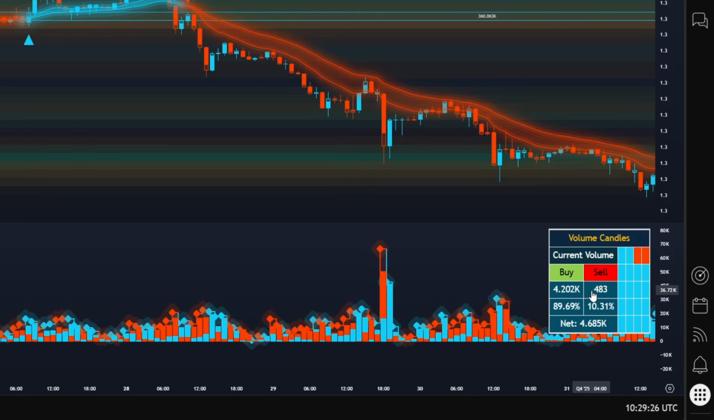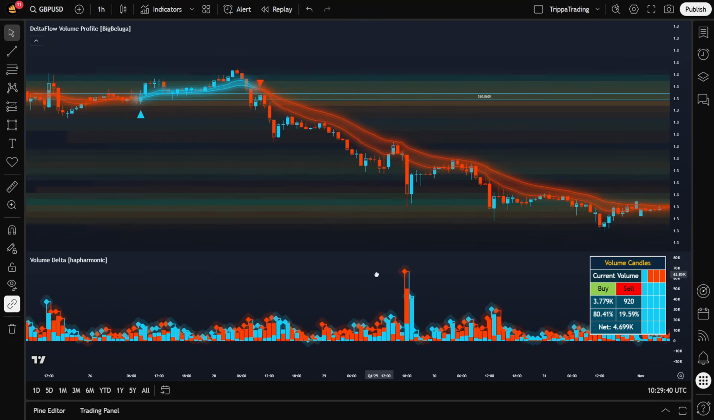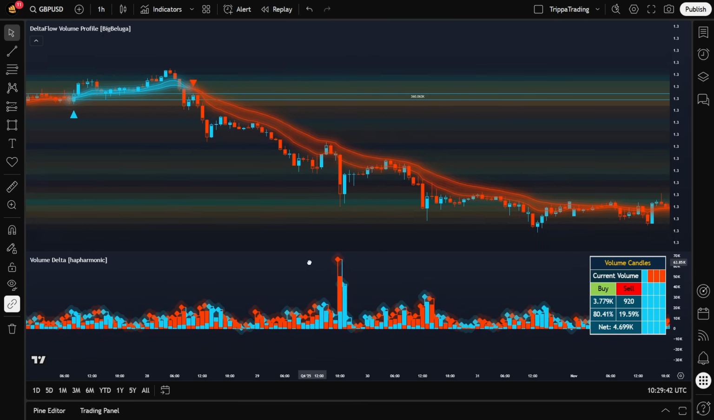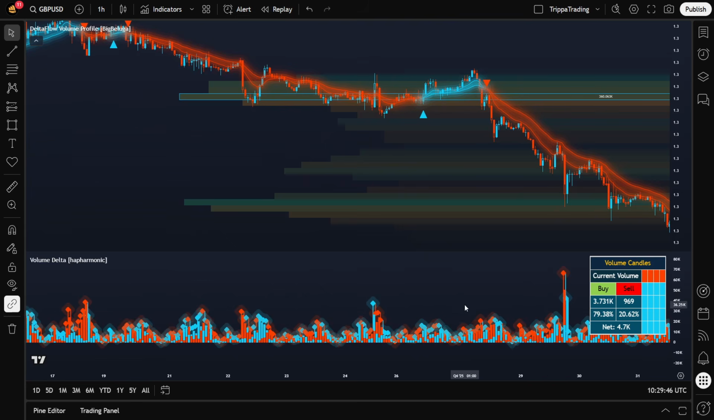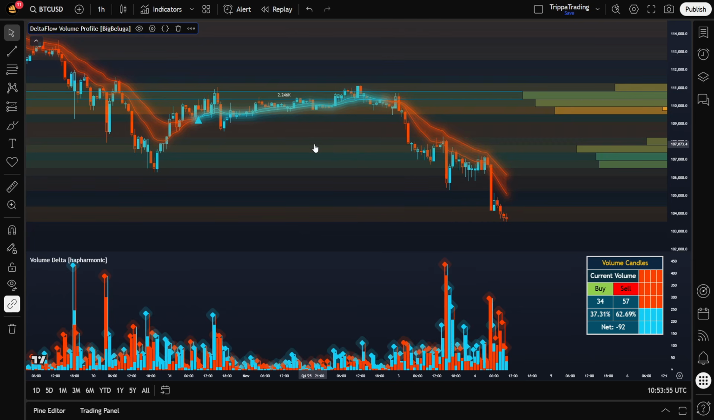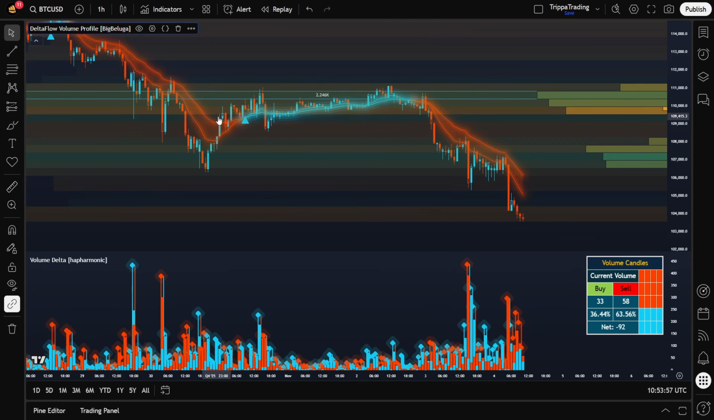Here, we can see the panel. There's a small table that updates in real time. It shows the current candle's buy volume, sell volume, and their percentages. So at any moment, you can tell whether buyers or sellers are in control right now. And just like the previous indicator, this one also shows the balance between buying and selling pressure, but through time instead of price levels. Here's how you can use both indicators together.